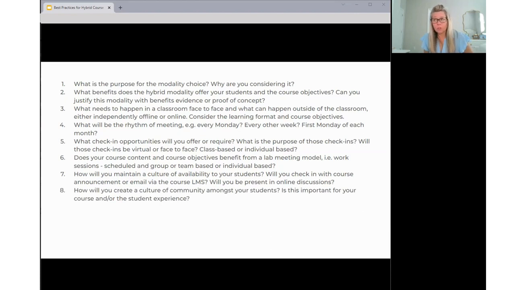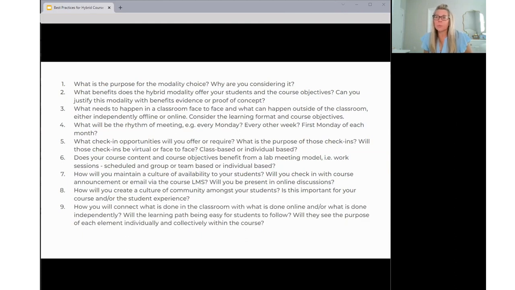How will you create a culture of community amongst your students? We know from the research that students who are connected and in community with other students are more likely to persist. So this is important. Is this important for your course and your student experience? That really depends on the characteristics of your students and your content and what they're working through.